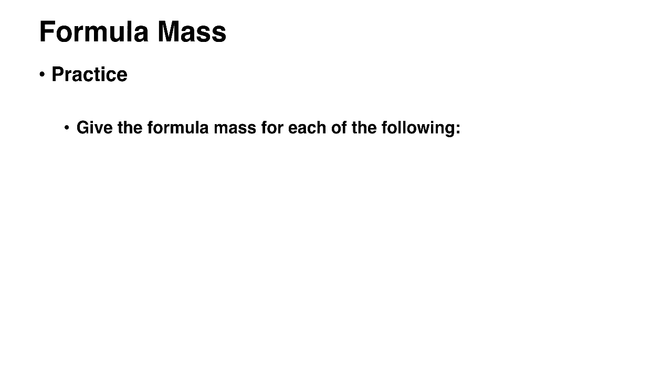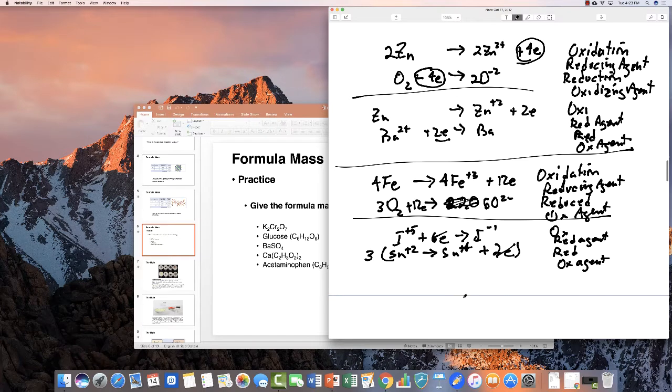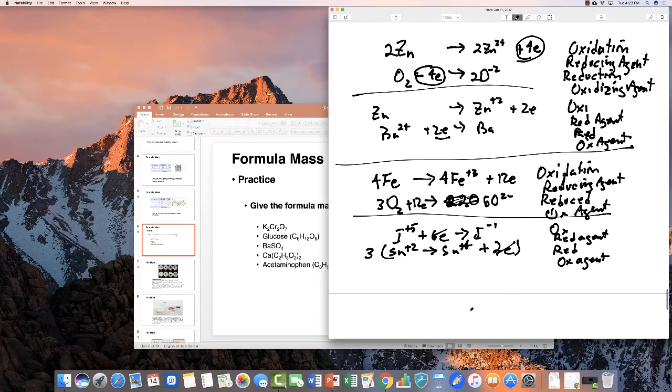So let's do some more practice. This time I'm going to do it on a piece of paper to show you how you do it. So here's the first one. This is K2Cr2O7. K2Cr2O7 is the formula for potassium permanganate, not potassium permanganate, potassium dichromate. And let me open this up and we can take a look at how we would do that.